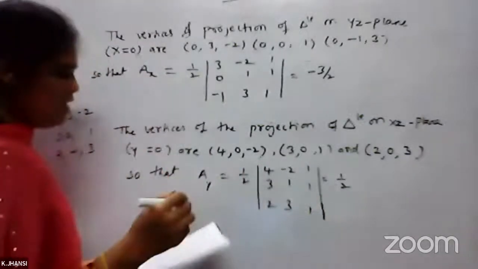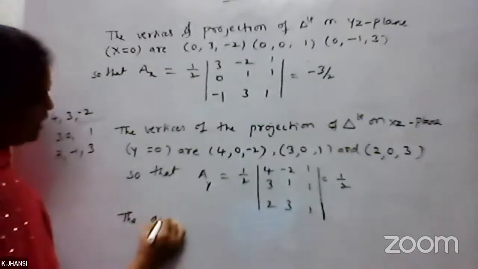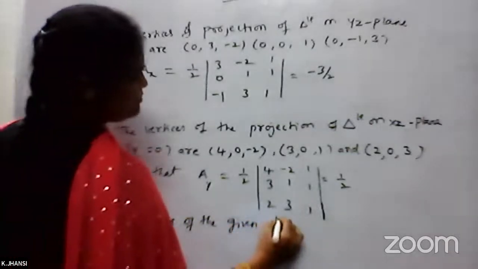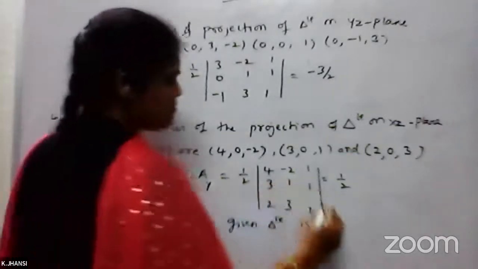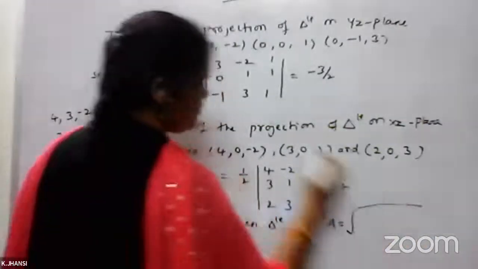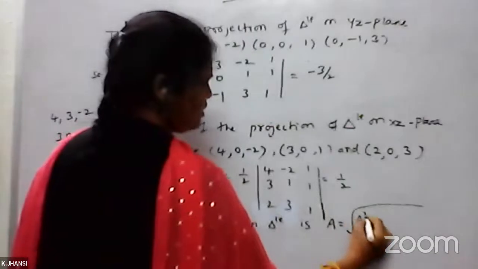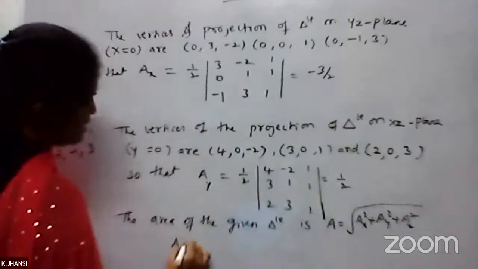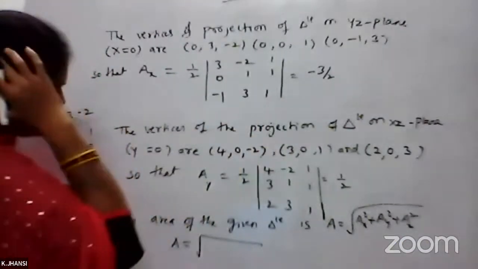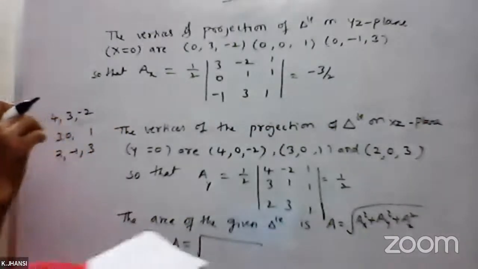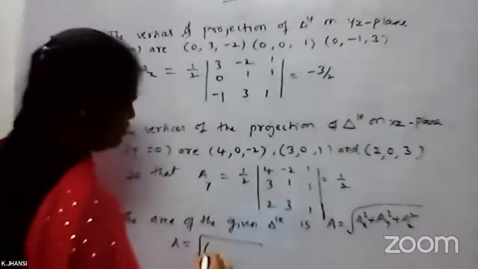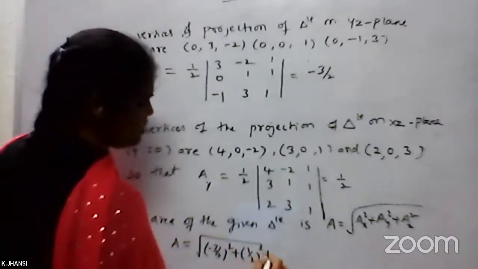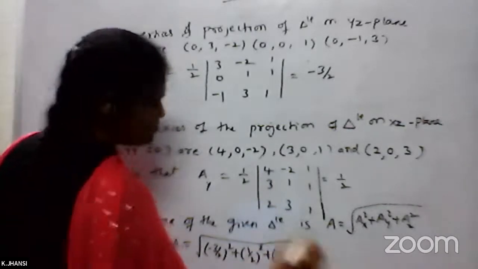So last one, the area of the given triangle is, so what is that? A equals to under root of AX whole square. If you want, you can write the formula AX square plus AY square plus AZ square. Okay. So here A is equals to under root of, what is our AX? First AX is -3 by 2 plus 1 by 2, and AZ we got -1, whole square.